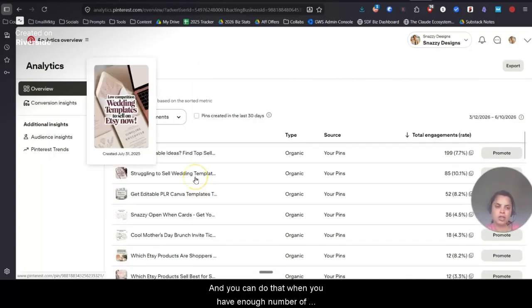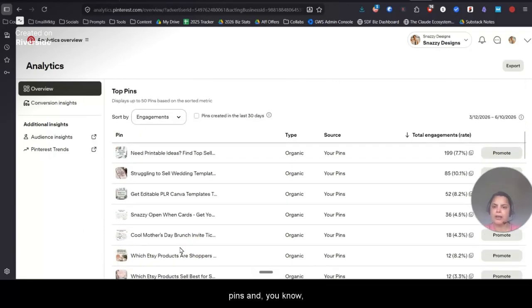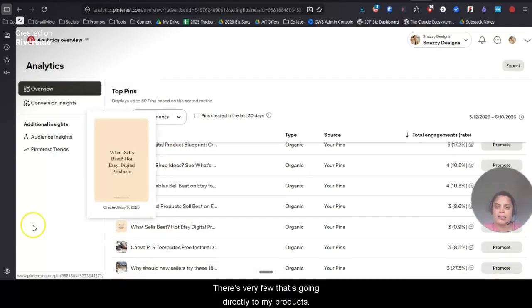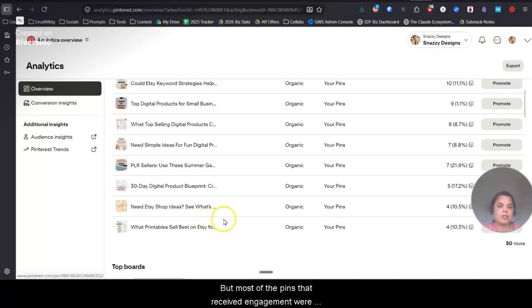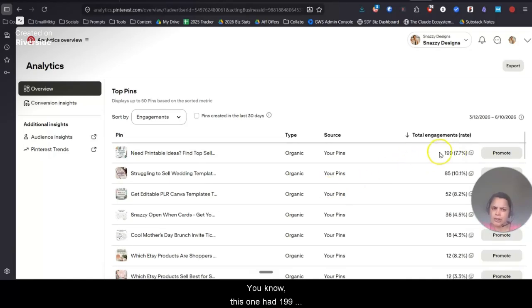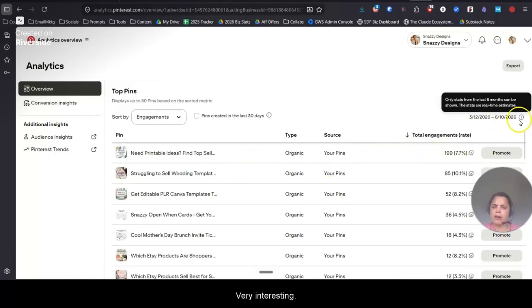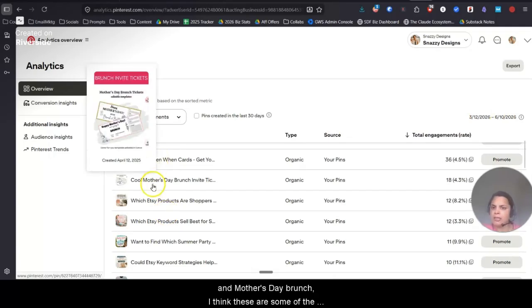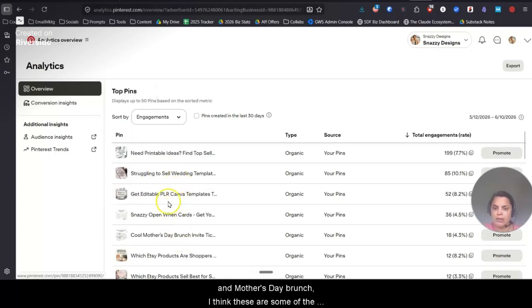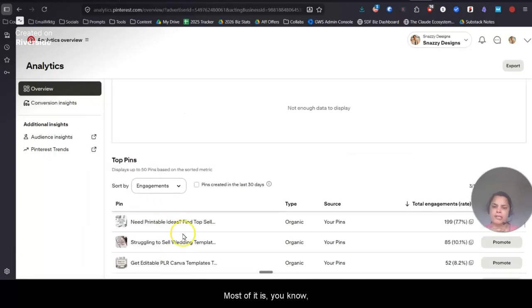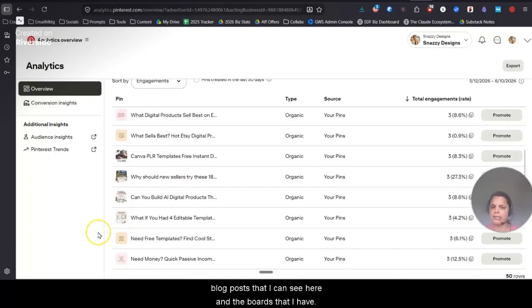And you can do that when you have enough number of pins. And so pins sorted by engagements. And it's very interesting. Pretty much all of these are going to my blog posts. There's very few that's going directly to my products, but most of the pins that received engagement were the Tuesday Trends blog posts. This one had 199 engagements between March to June. Very interesting. The open win cards, I think this is one of the rare, and Mother's Day brunch. I think these are some of the very, very rare direct product links that got engagement. Most of it is blog posts that I can see here.